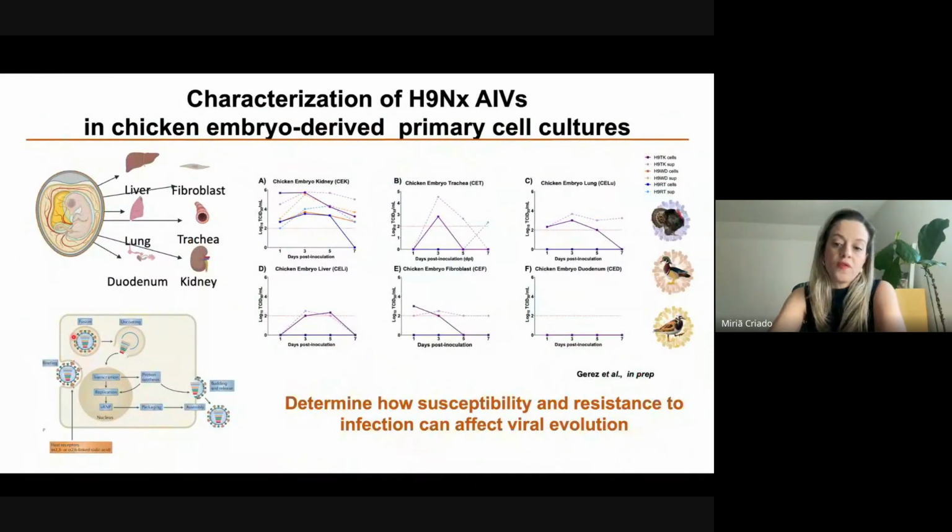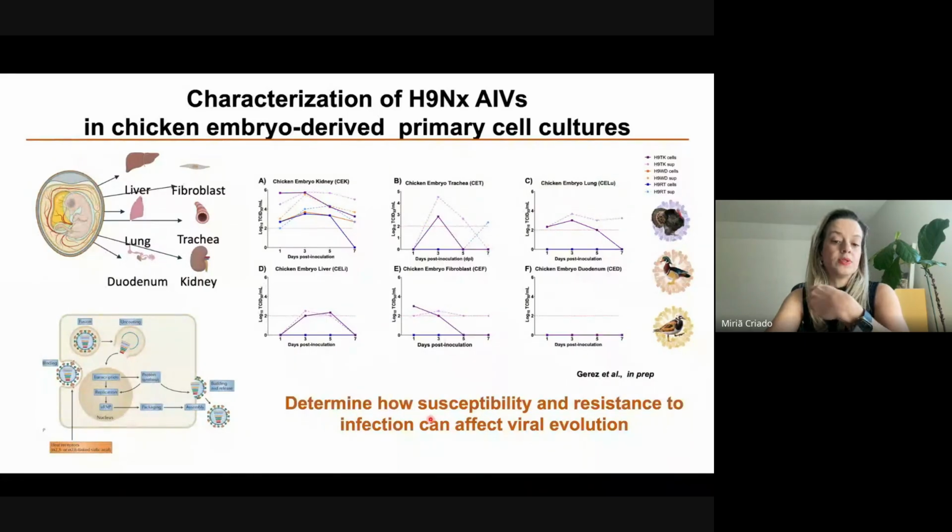Here is just an example of some work in prep from my lab, in which we evaluated H9 viruses from different species in primary cell cultures from six different tissues. And basically what we observed is that, of course, viruses that are more closely related, like viruses originating from turkey, are more closely related to chickens and more adapted to these tissues, but also some viruses that are not related to chickens, like those from ducks, can have a tropism and replicate to really high titers sometimes in specific tissues.